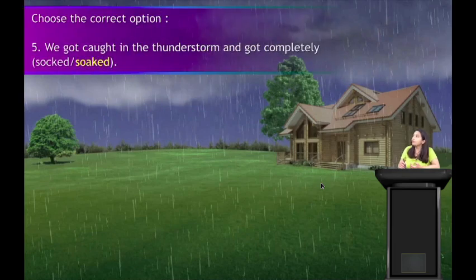We got caught in the thunderstorm and got completely soaked or soaked. Alright, which one is the correct answer here? Your time starts now to choose between these two. I give you 10 seconds to answer this question.